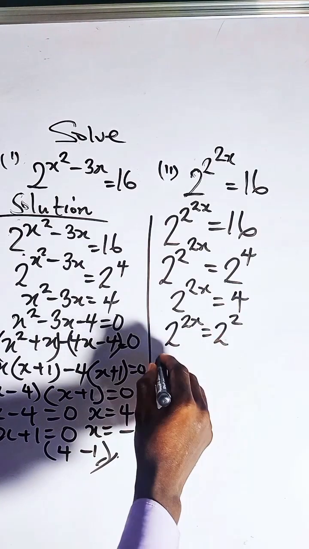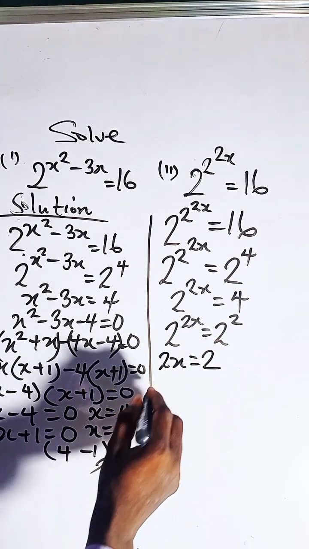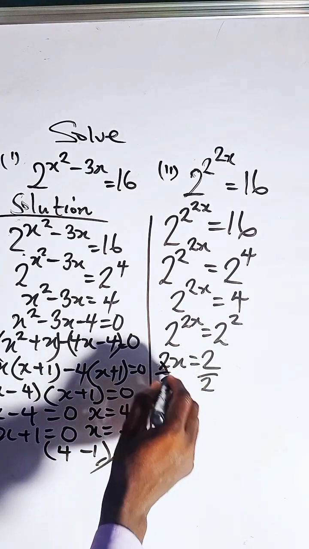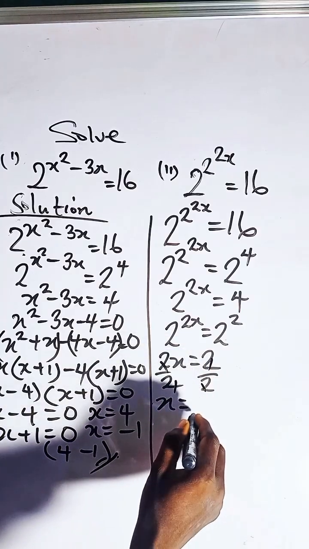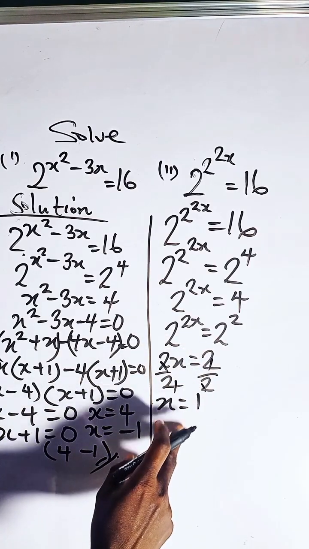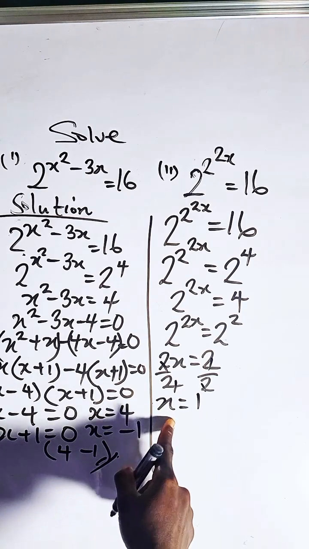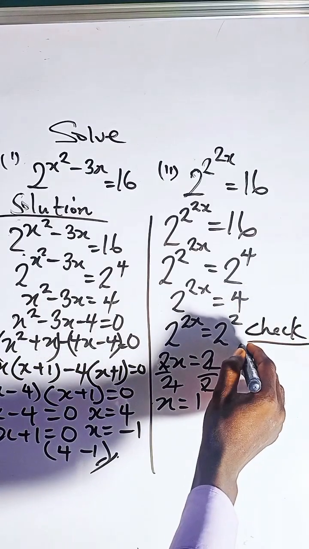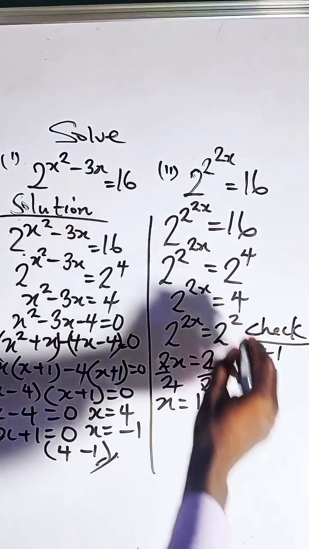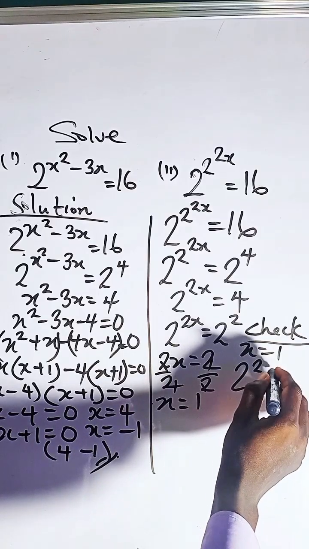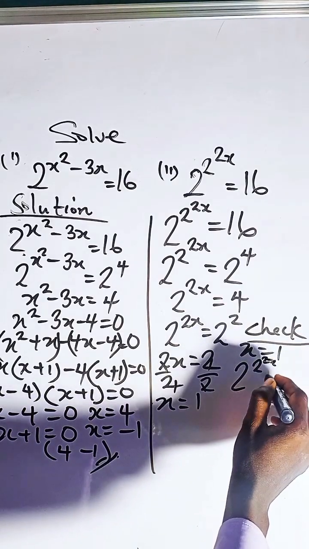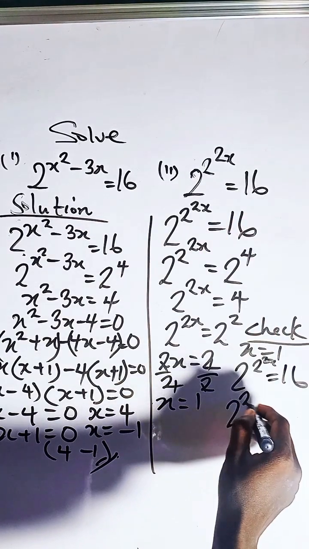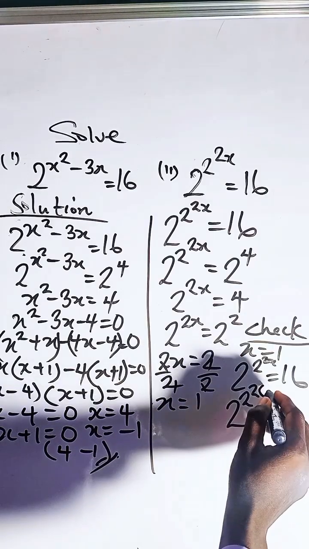We have 2x equals 2. When we divide both sides by 2, we have x equals 2 divided by 2, which is 1. So the value of x equals 1. If you want to check this in the equation, let's do it here. When x equals 1, we have 2 raised to the power 2 raised to the power 2x equals 16. So we have 2 raised to the power 2 raised to the power 2, where the value of x is 1.